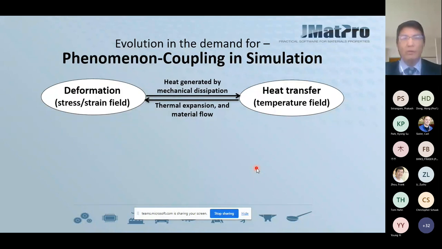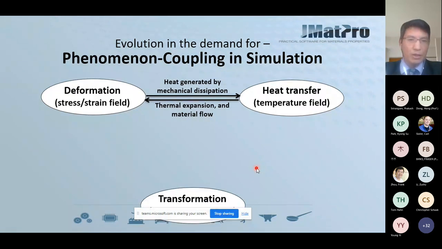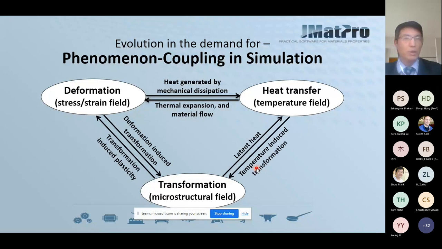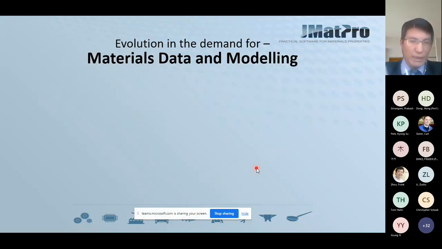But whenever you have more phenomena considered, you have to deal with the interactions between these different phenomena. If we consider even more, let's say phase transformation kinetics, or say microstructure field, then you will have to deal with even more interactions. And also to consider these different types of phenomena in your simulation means you require more and more material data. So there is an evolution in the demand for the materials data.